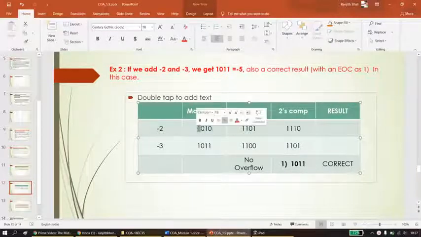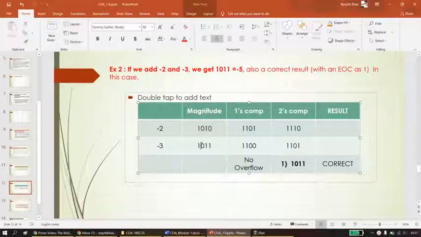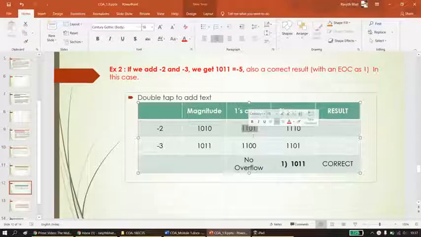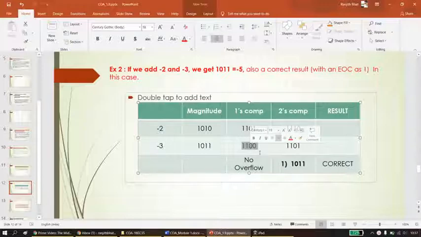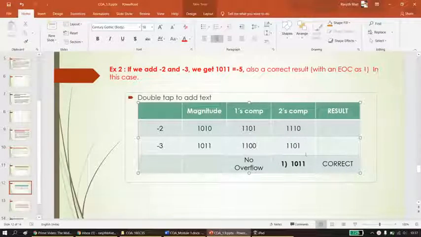This is my minus 2, and the rest of the 3 digits are 3. Okay, same thing: ones complement, retaining the MSB as it is and complementing all the rest of the 3 digits, then adding the 2 digits. Now the answer is 1011.